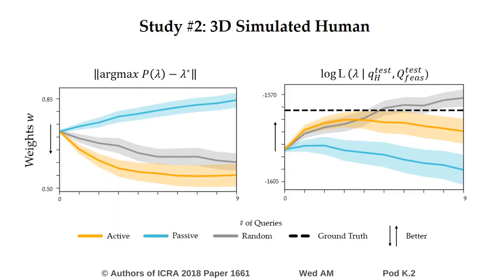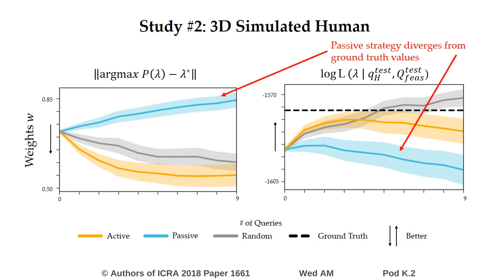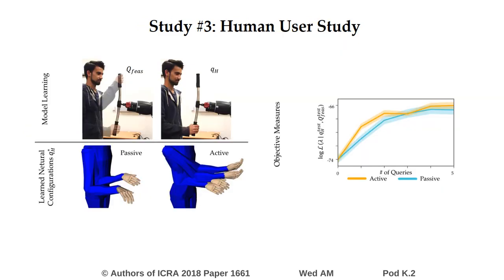We see the same behavior when we compute summary statistics for each of our learned models at each iteration in our second study. In some cases, the passive query selection algorithm produces parameter estimates which diverge completely from the ground truth values. We also conducted a human user study where we saw similar results. There, we allowed the robot to choose both the handover configuration and the object to hand over.